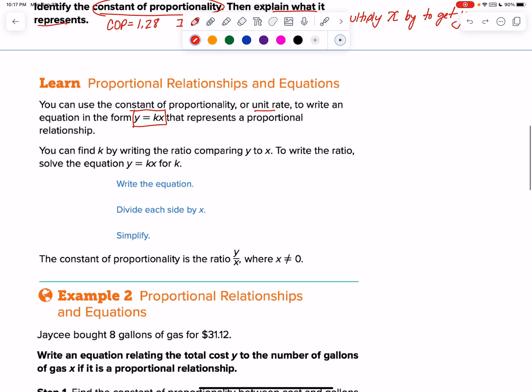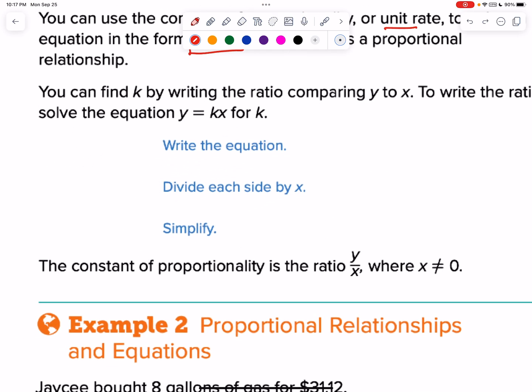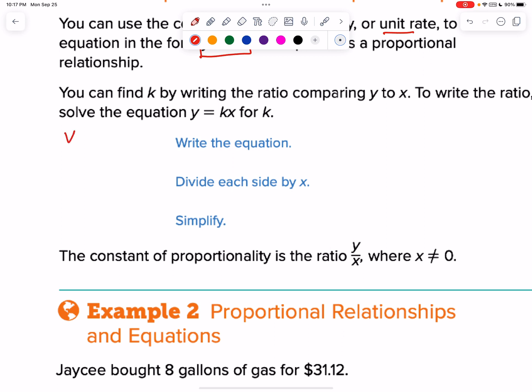So how can we find k? You can find k by writing the ratio comparing y to x, solving the equation y equals kx for k. So let's see what we would do. First, write the equation: y equals k times x. We want to go ahead and solve for k. So I'm going to divide each side by x. Divide by x, divide by x.